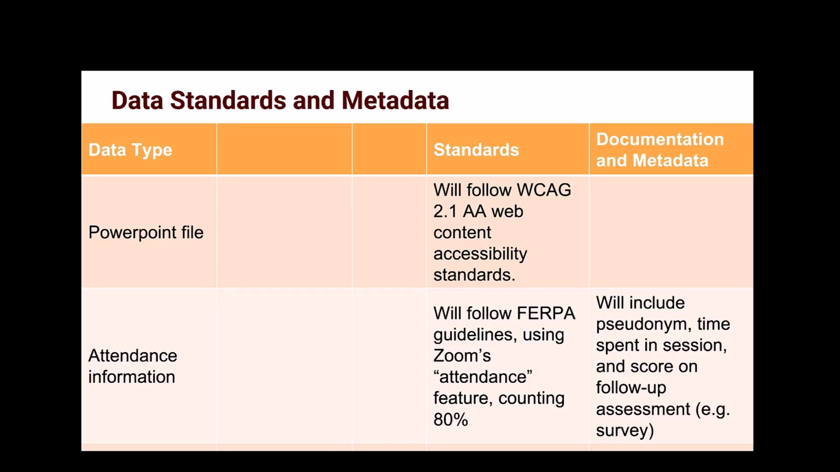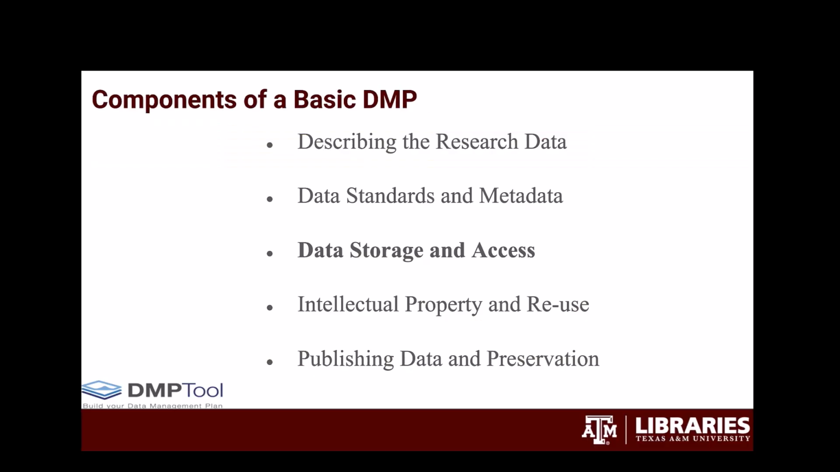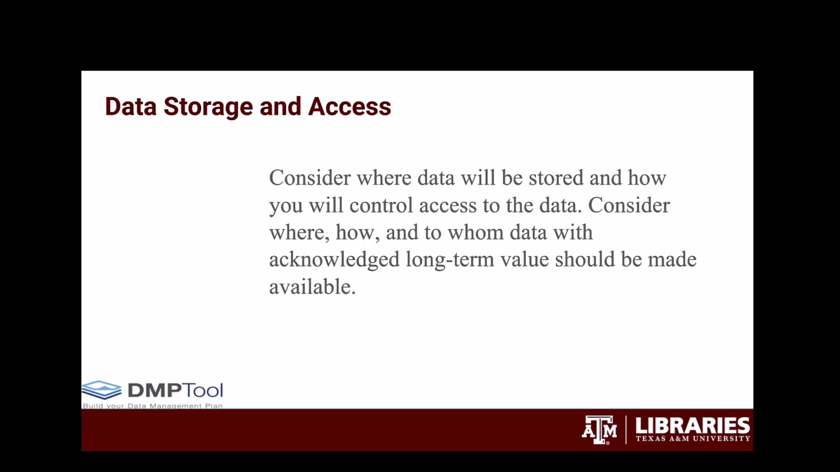For documentation and metadata, you'll need to include anything necessary for folks to know how to use, reuse, or validate your data. The third general category of questions in a data management plan is information about storage and access. This is both during and after the project. You want to consider where data will be stored and how you'll control access to the data. Consider where, how, and to whom data that has acknowledged long-term value should be made available.